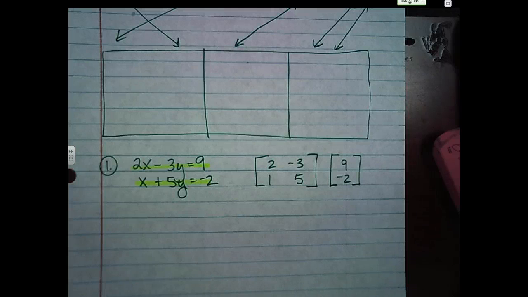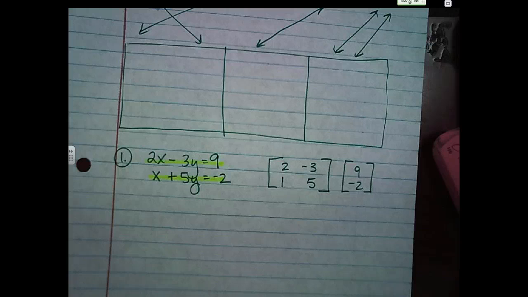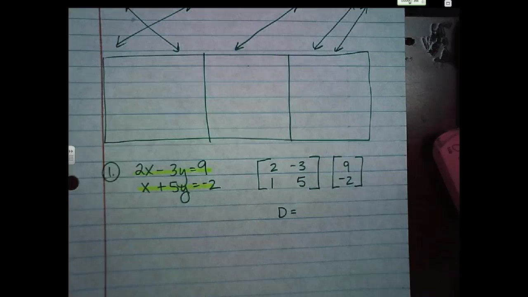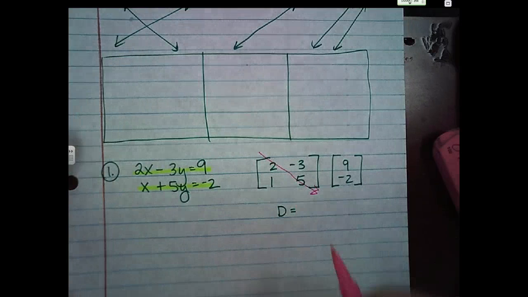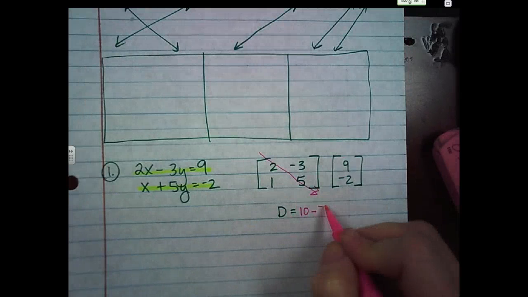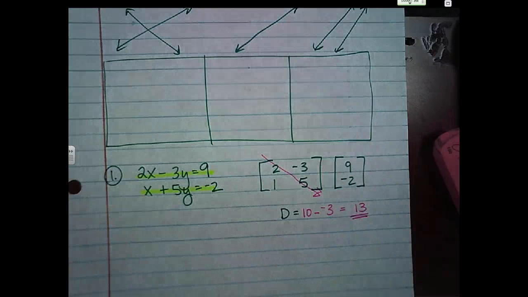Okay? And our first step is to find the determinant of this matrix. So let's do that first. Remember when you find the determinant, you're going to go this way first. So we're going to take 10 minus, you go the other way, negative 3. So the determinant's actually 13. And that's the first step, looking at the determinant.